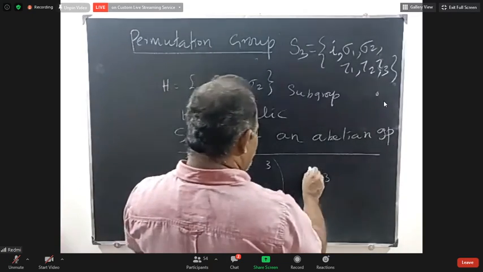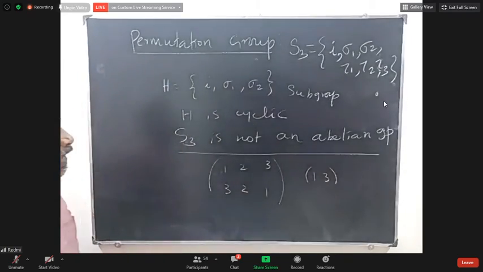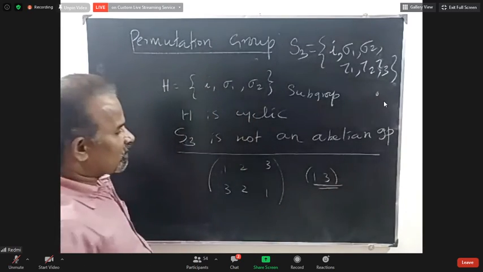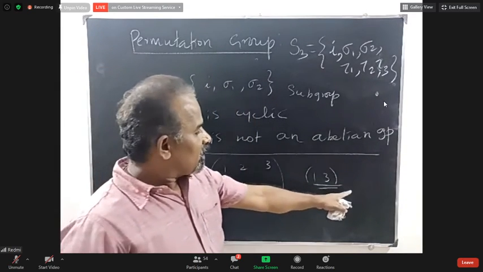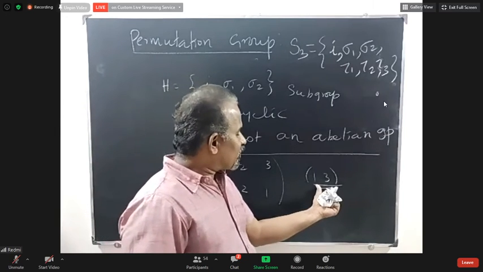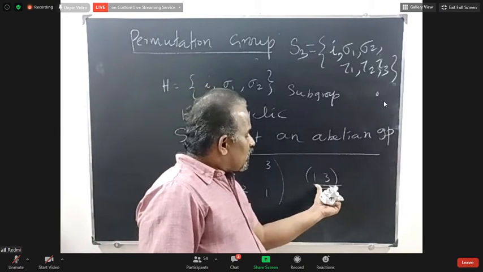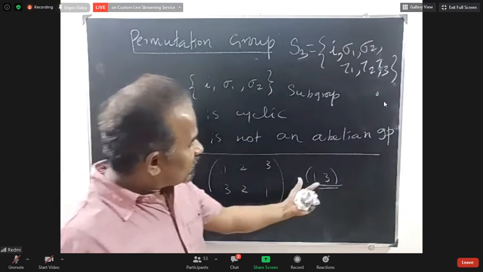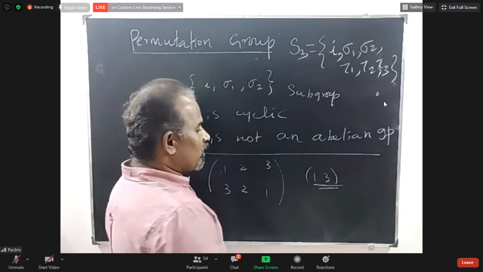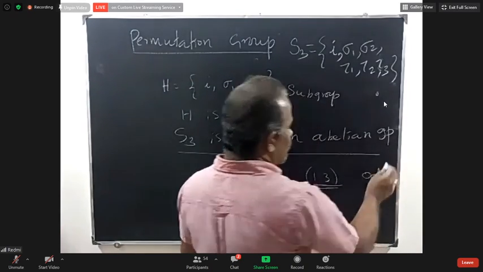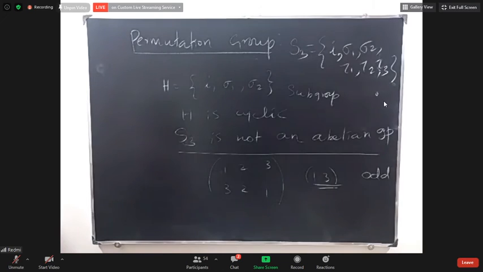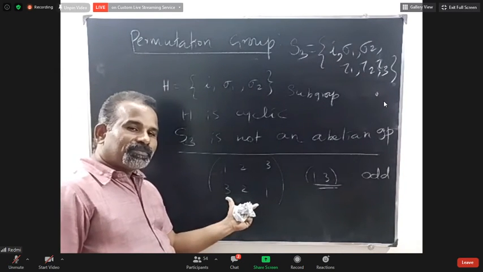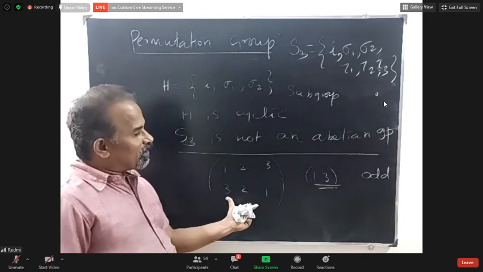Okay, 3 goes to 1. So therefore, I can write this as a product of cycles of order 2. If it is 1, this is odd. This permutation is called an odd permutation.